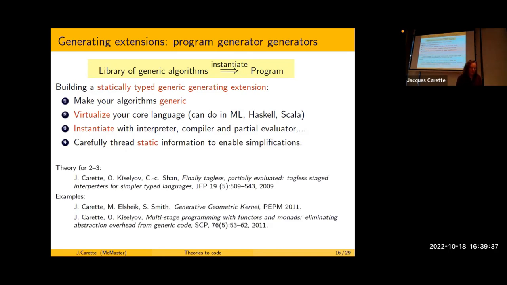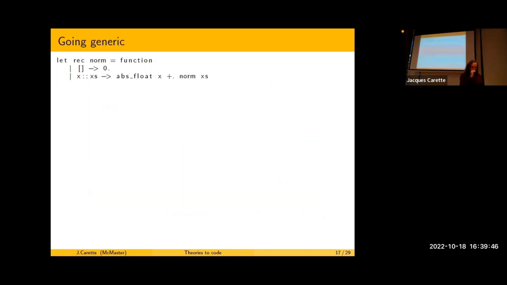Right. And the trick is, I'm going to show you a big application of that kind of thinking. And so we're going to quickly, because I'm going to run out of time, show the process of how to generalize one of these functions. So this is OCaml. We're going to take the norm of a floating point list as an algorithm. And what's the norm of a floating point list?